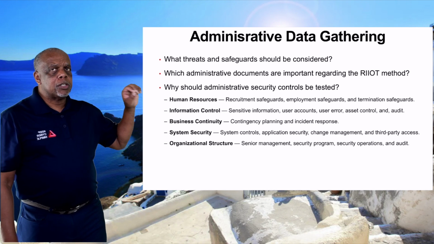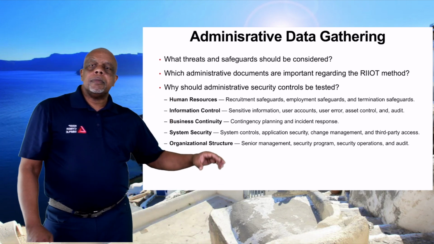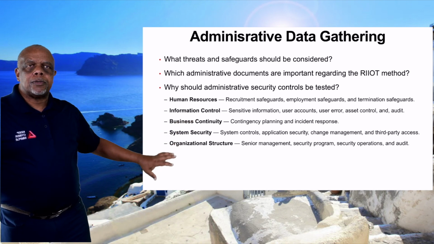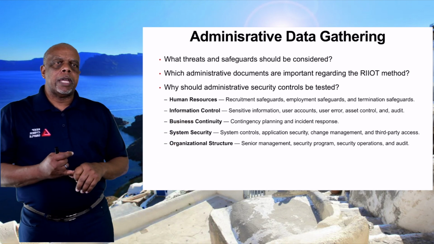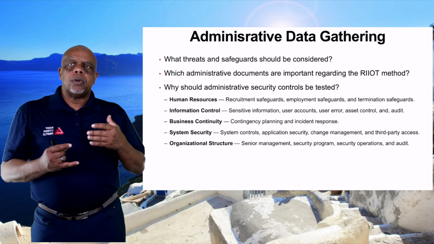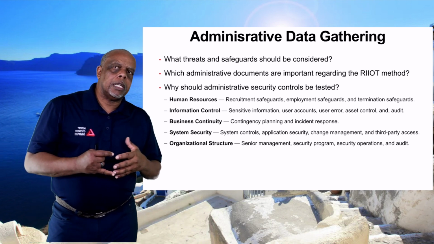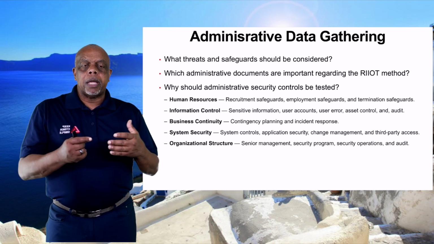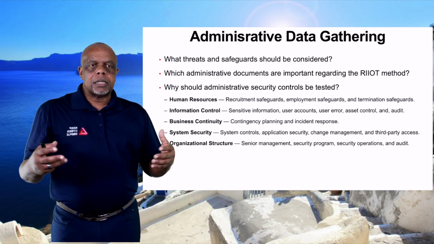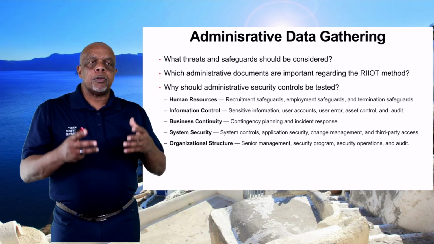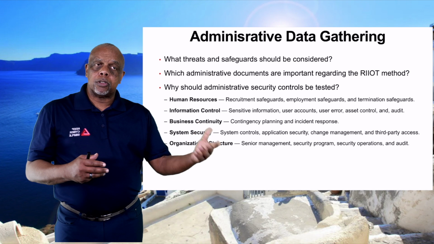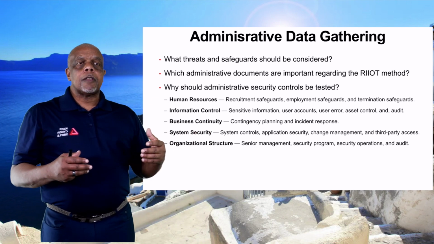So when we're talking about administrative data gathering, these are some types of things that we look at, administrative resources like human resources, the HR side of the house. When we're looking at risk assessment with HR, we look at how people are recruited, different safeguards, how you bring people on board, your onboarding processes, your employment processes where you do employee reviews and things of that nature, as well as your offboarding processes where you may have to terminate people or people leave voluntarily.